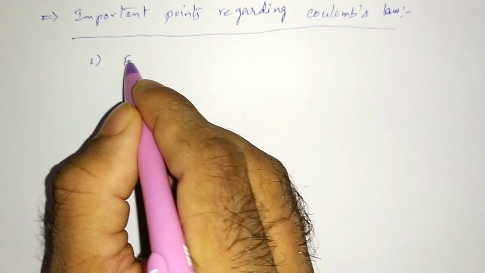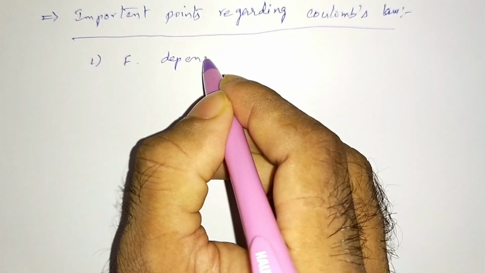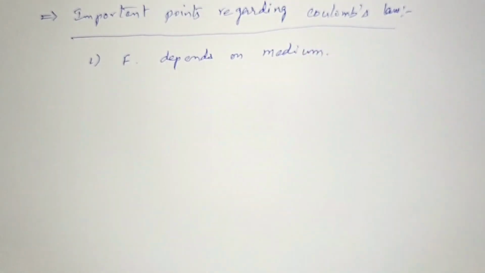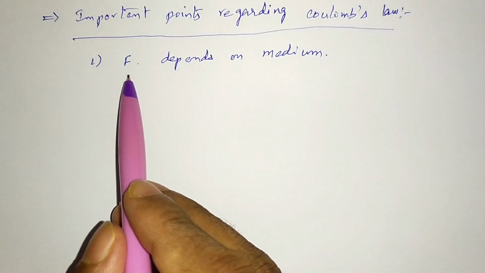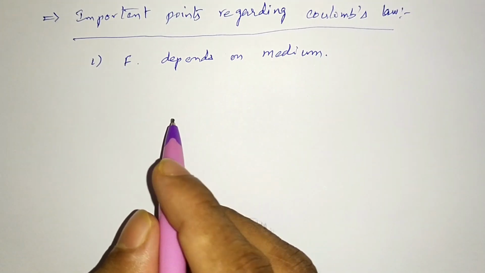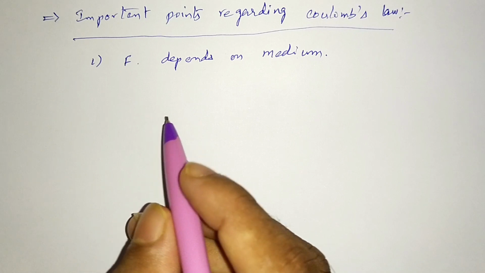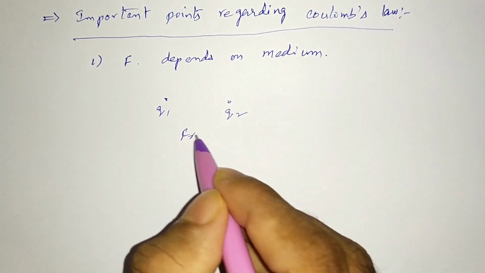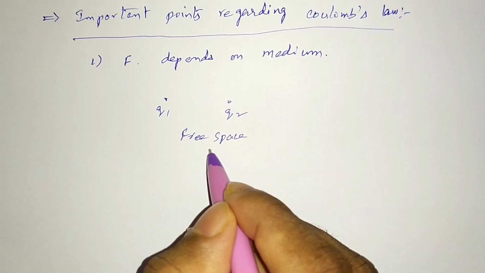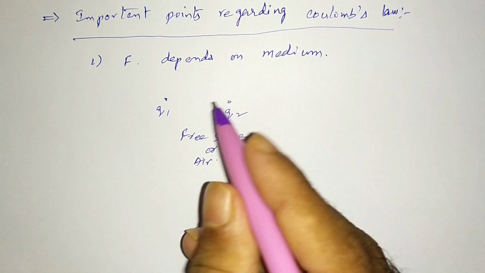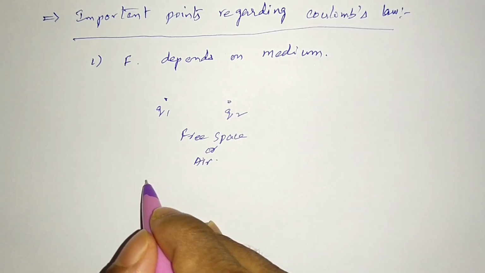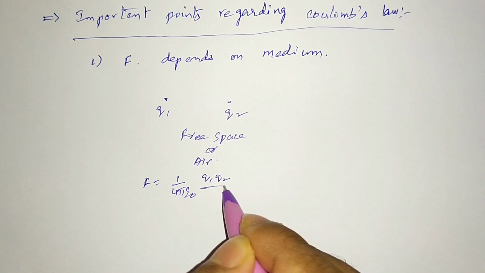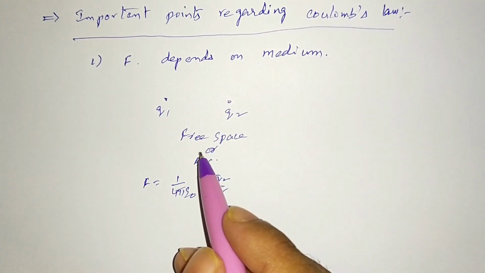the electrostatic force F depends on the medium in which the charges are present. What does it mean, sir? For example, let us take these are the two charges Q1 and Q2. These are placed in free space, or you can take it as air. Then the formula will be F is equal to 1 by 4 pi epsilon naught, Q1 Q2 by r square. This is the formula when the charges are in free space or in air.